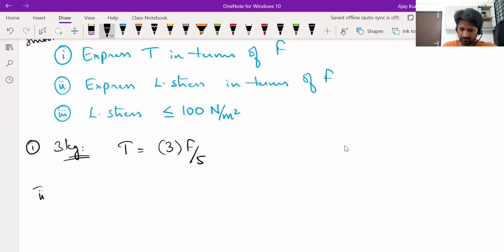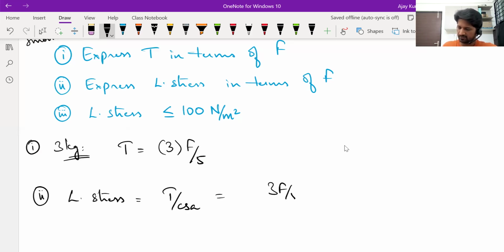Then the second part. Now you know the tension in the string. Divide by its area of cross section, you will get the stress in the string. Therefore, longitudinal stress. The string is given to be of negligible mass. So the tension will be same everywhere in the string. That means the stress also will be same everywhere in the string. The longitudinal stress will be tension by cross-sectional area.